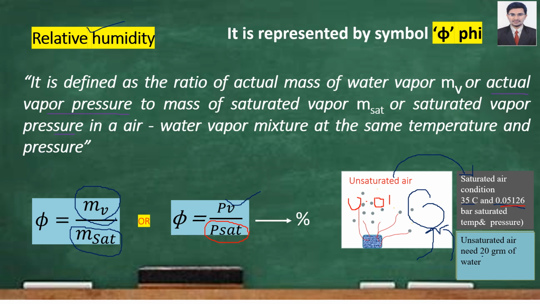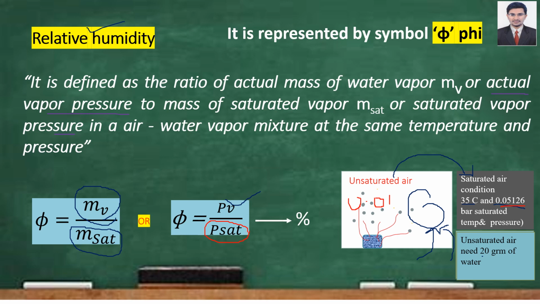If the value of phi is 100%, what does it mean? The pressure of the vapor and the pressure of the saturated are both the same. The ratio will give the result 1. So 1 into 100, you will get 100%. What it means is the air does not require any water particles, because the value is already 100%.